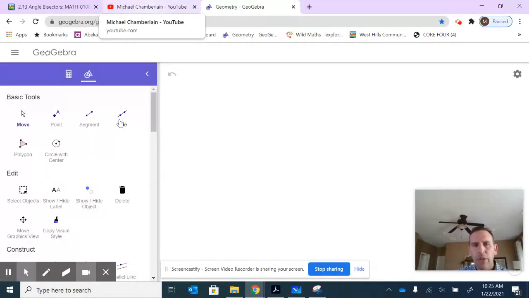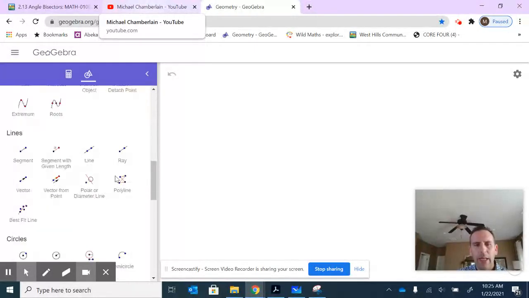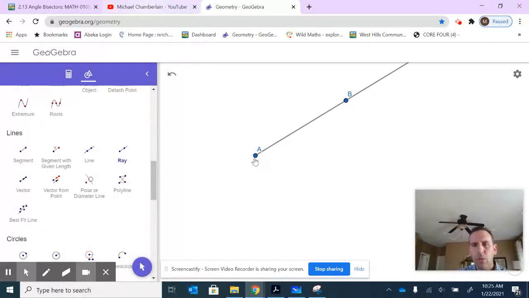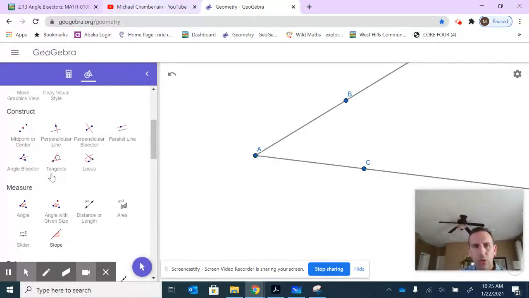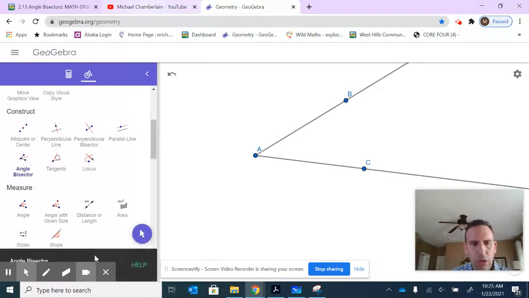Let's take a look at an angle bisector using GeoGebra. Again, starting off with two rays to create an angle for ourselves. There's a ray that shares a common endpoint. Now I have an angle. If I wanted to bisect that angle, I believe it's a construction tool. Find the construct menu at the left. Notice that it does have angle bisector as one of the choices. You choose that. The directions say select 3 points or 2 lines.